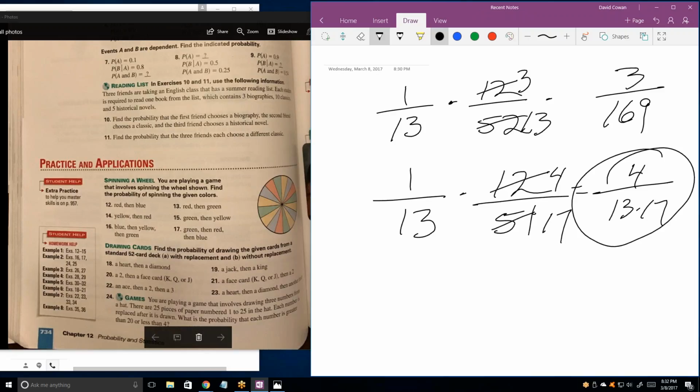All right, Dylan, I'll let you go. I like probability. This is fun. Me too. These are cool problems. They're not bad.